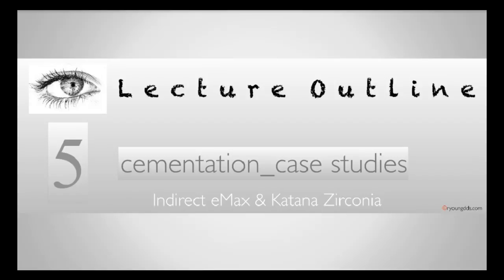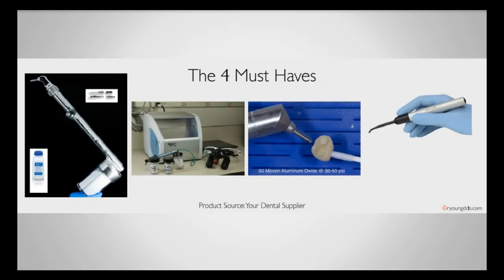Some of the must-haves in my office: I need an air abrader. I have one of these at each chair. I have a Micro Etcher in the lab where I can air abrade the zirconia, and then I like to have a transilluminator so I can look at cracks in teeth. And certainly I might have some fissurotomy burrs around. You could have more advanced air abrasion systems. There's a number of them out there.